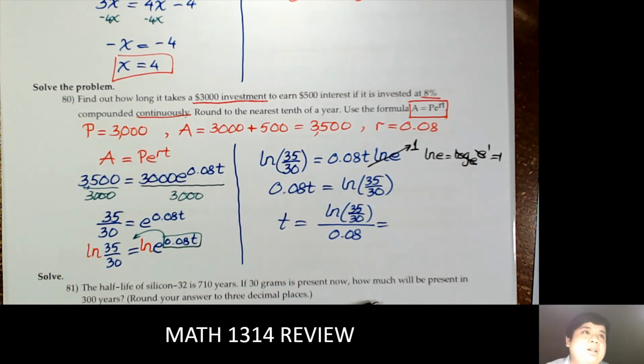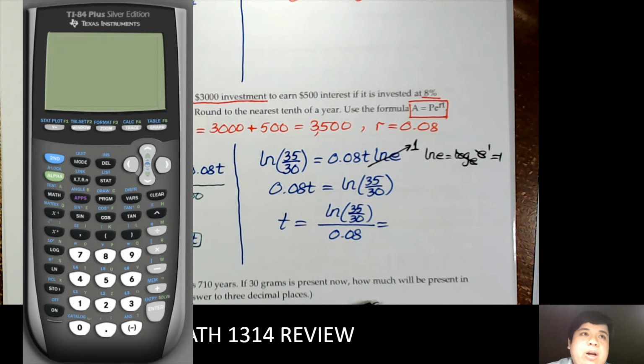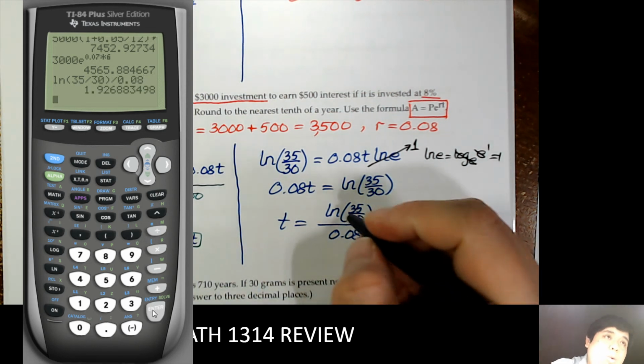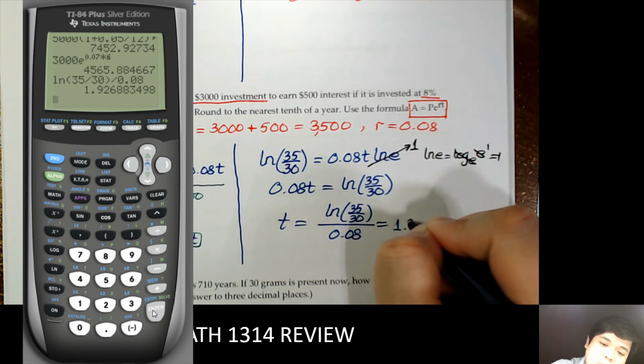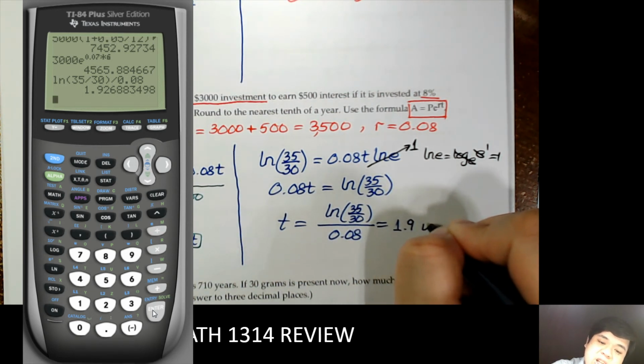So do that. Now we bring back the calculator. ln of 35 over 30 divided by 0.08. We have 1.92. Let's round that to 1.93 or 1.9 years.